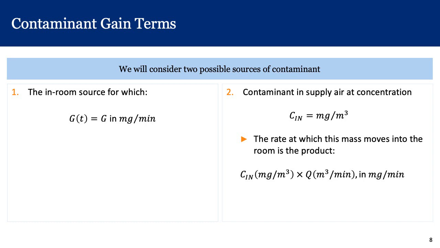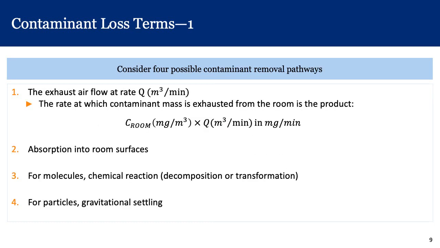And so the rate at which this mass moves into the room is the product Cs, in units of milligrams per cubic meter, times Q, in units of cubic meters per minute. So the product has units of milligrams per minute. What are the contaminant loss terms?